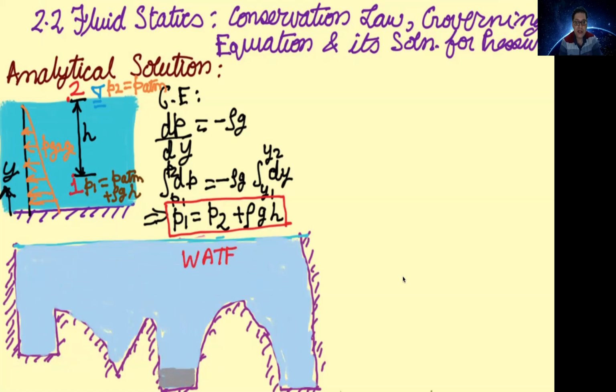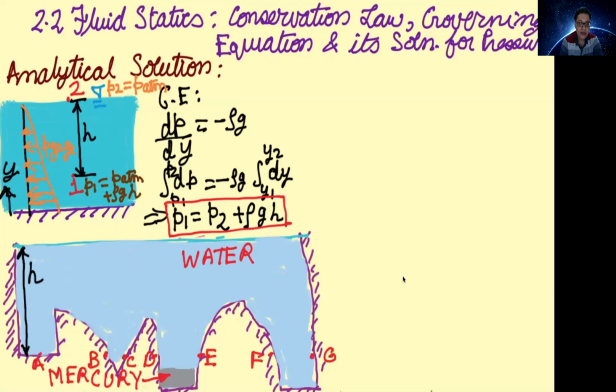Let us suppose we are considering two different fluids. Here, in this region, you have another fluid, which is mercury, and in the remaining part of the tank, you have water. Now let us consider this height, and we consider certain points. Note that all these points are located at different positions on the bottom surface, but they are located at the same height.